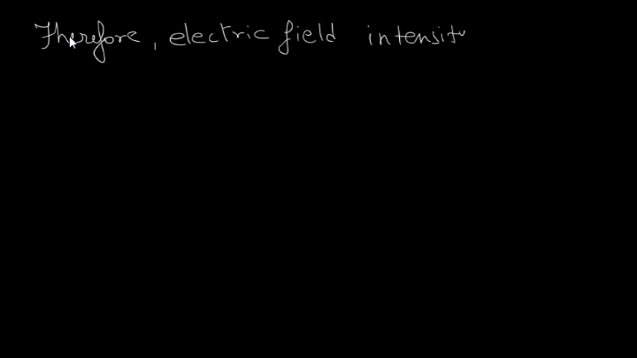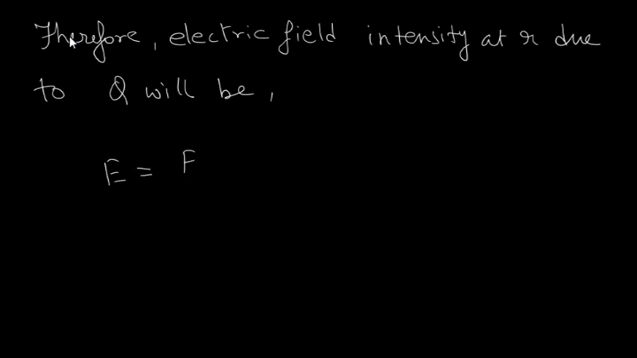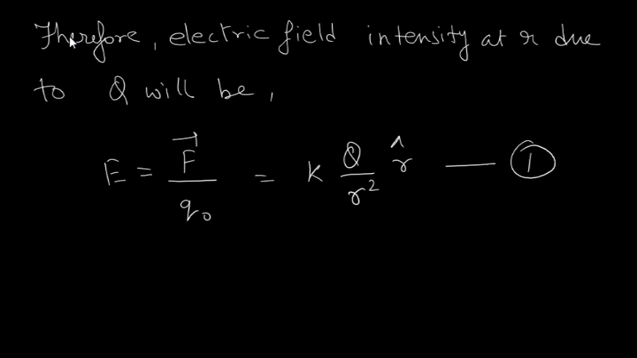Therefore, electric field intensity at r due to Q will be E is equal to F upon Q naught, which is equal to K Q upon r square r unit vector. This is equation 1.